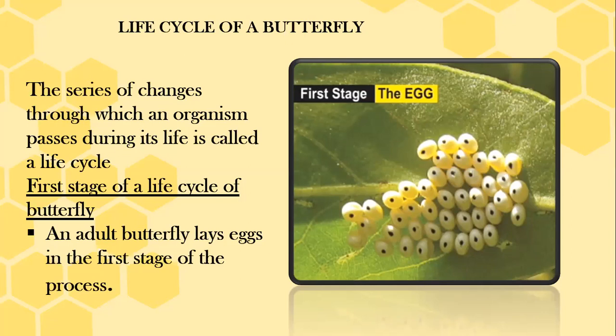So a butterfly always lays its eggs on leaves. An adult butterfly lays eggs in the first stage of the process. The very first stage of the life cycle of a butterfly is laying eggs. So what happened after it lays eggs?